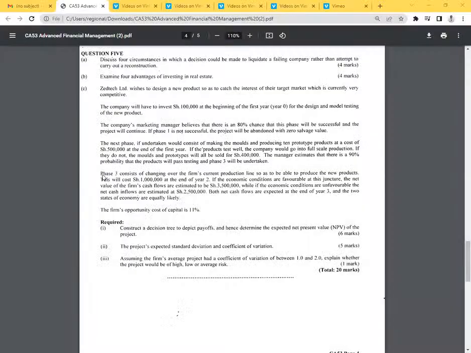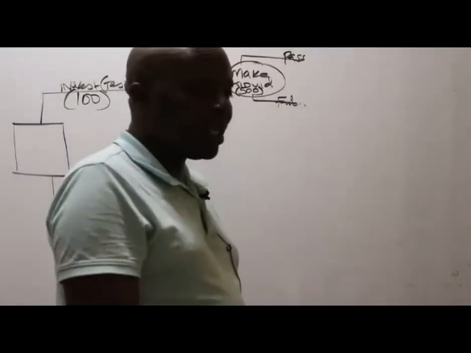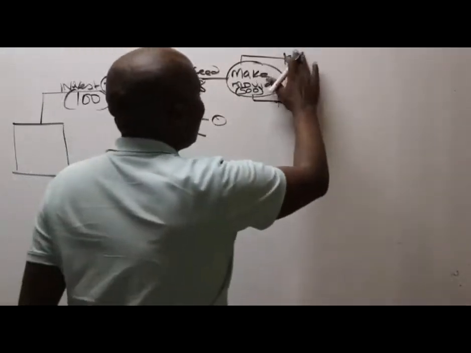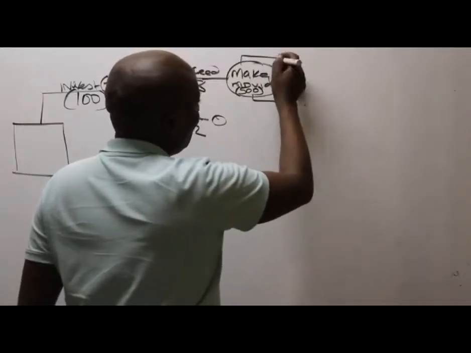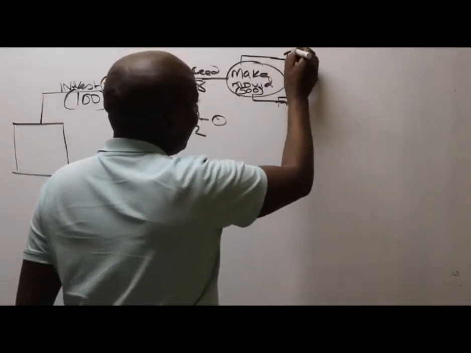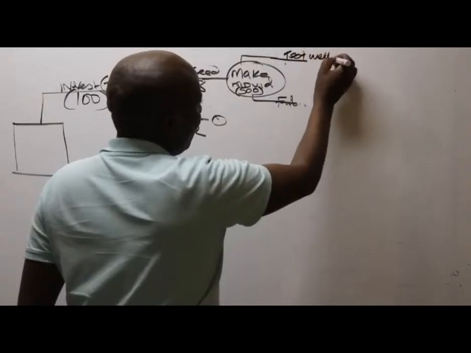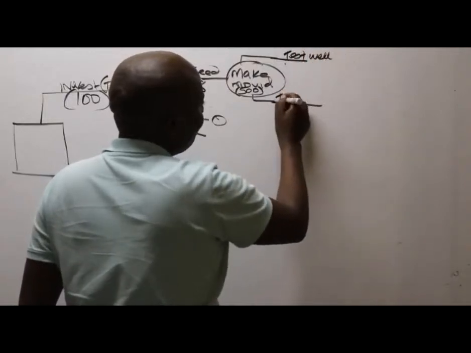Like here, he has told us that if the products test well, it's about testing well. If they test well, the company will go into full-scale production. If they do not, the molds and the prototypes will all be sold for what amount? So it is either these prototypes test well, or they test otherwise. So it's important to use the language used by the examiner.